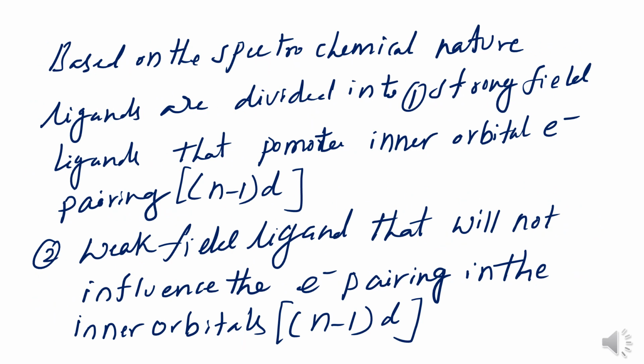Based on the spectrochemical nature of the ligands, ligands are divided into strong field ligands that promote electron pairing in inner orbitals, that is (n-1)d orbitals. The second group is weak field ligands that will not influence the electron pairing in the inner orbitals; they will utilize outer shell orbitals for linking, not the inner orbitals. Inner orbitals means (n-1)d orbitals.